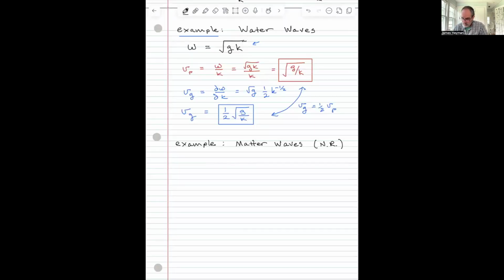Well, now let's look at a second example. Let's look at matter waves. And actually, we're going to focus on non-relativistic matter waves associated with non-relativistic particles to keep things simple.